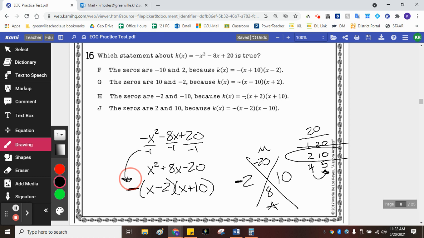Yeah, bring it back. X minus 2, x plus 10. X plus 10, x minus 2. X minus 10. No. No, that's a plus 2. We have a minus 2 and a plus 10. No. So it's F.